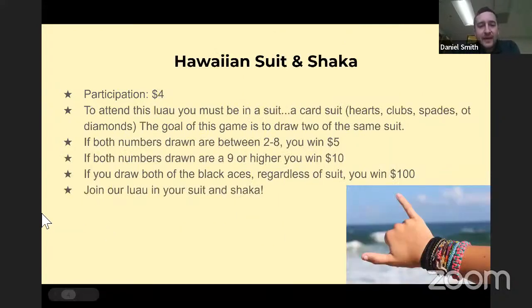I do like their last game, the Hawaiian Suit and Shaka. It costs $4 to play. The goal of this game is to draw 2 cards of the same suit. And if both numbers drawn are between a 2 and an 8, you win $5. If both numbers drawn are 9 or higher, you win $10. And if you draw both of the black aces, regardless of suit, you win $100.